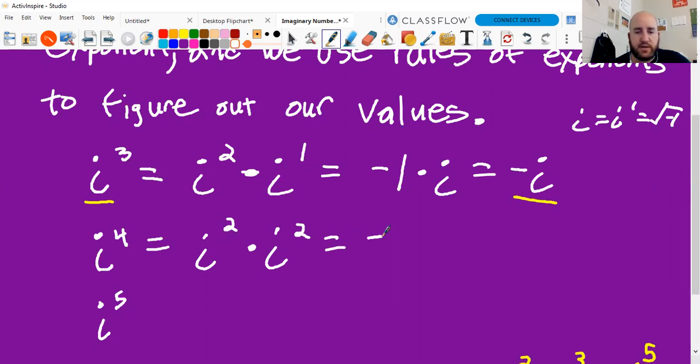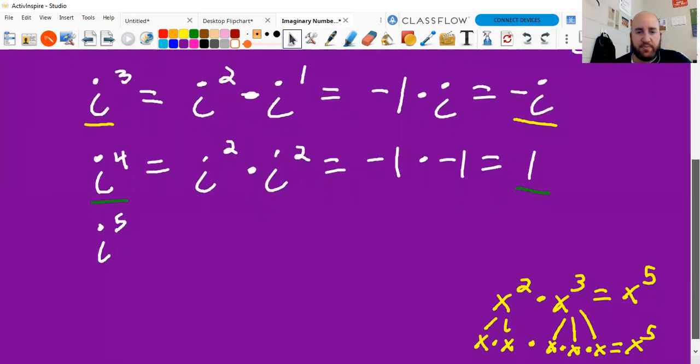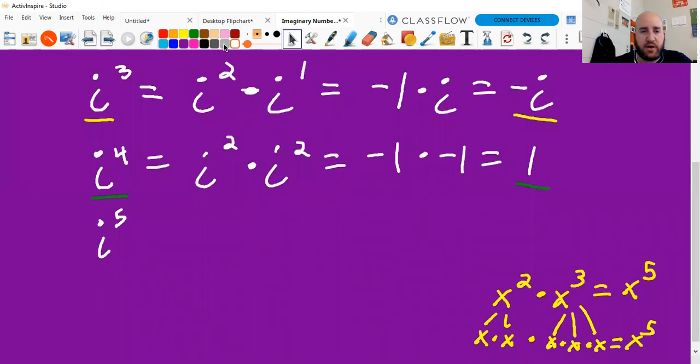Okay. i squared is equal to -1 as we discussed. -1 times -1 is +1. So i to the 4th is equal to +1. Again, bring it down here. If you needed to pause at any point, you can pause to finish writing it down before I move on to i to the 5th.